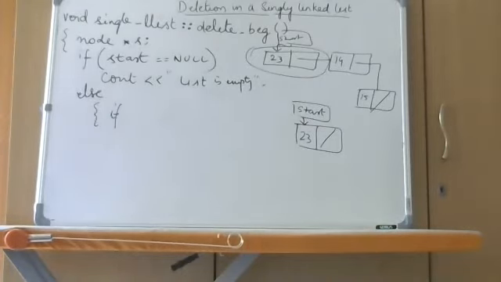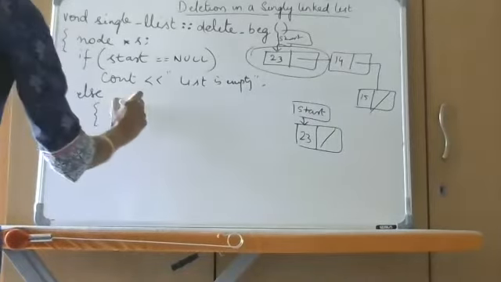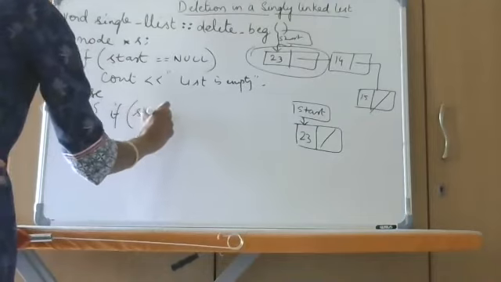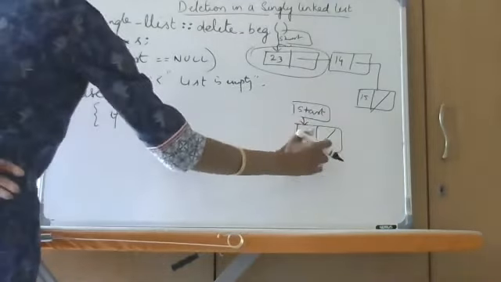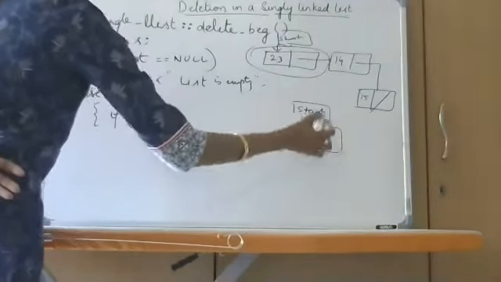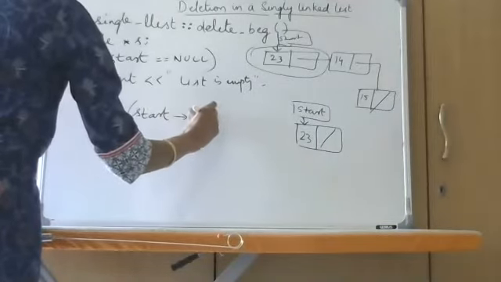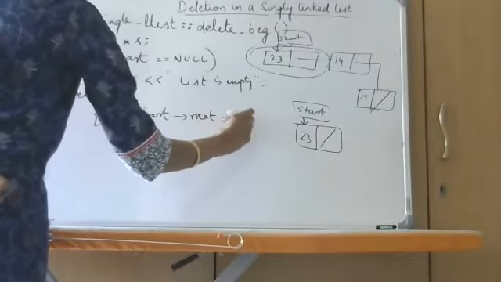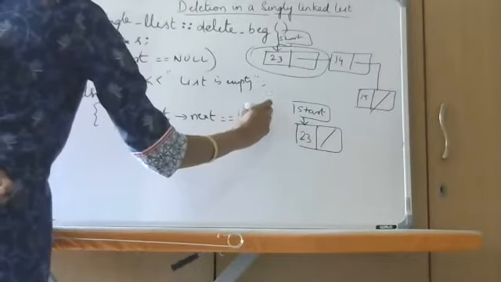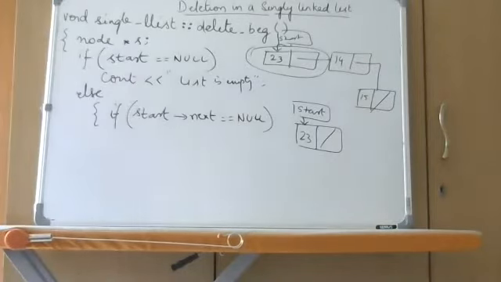The second condition I'm checking is when the list has only one node and that node gets deleted. So how do I check that? If my linked list has only one node, then next will be null. That's how we check it. Correct? If start of next is equal to null, that is how we check that there is only one node in the list.